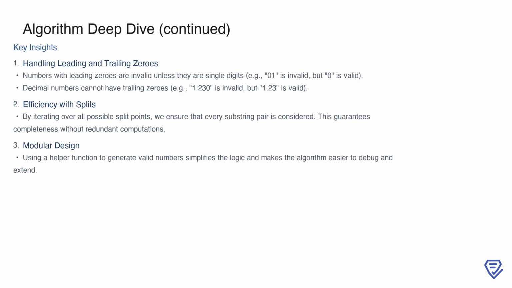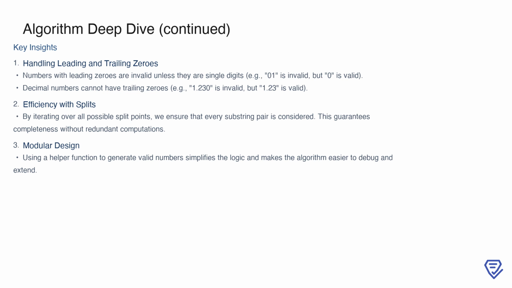There are several key insights that make this algorithm both correct and efficient. First, handling leading and trailing zeros is crucial. Numbers with leading zeros are only valid if they are single digits, which means 01 is invalid, but 0 is allowed. Similarly, decimal numbers must avoid trailing zeros, so 1.230 is invalid, but 1.23 is valid.